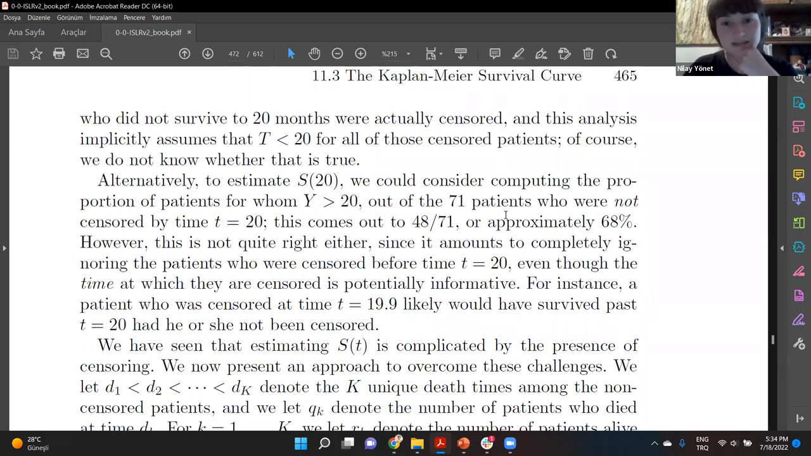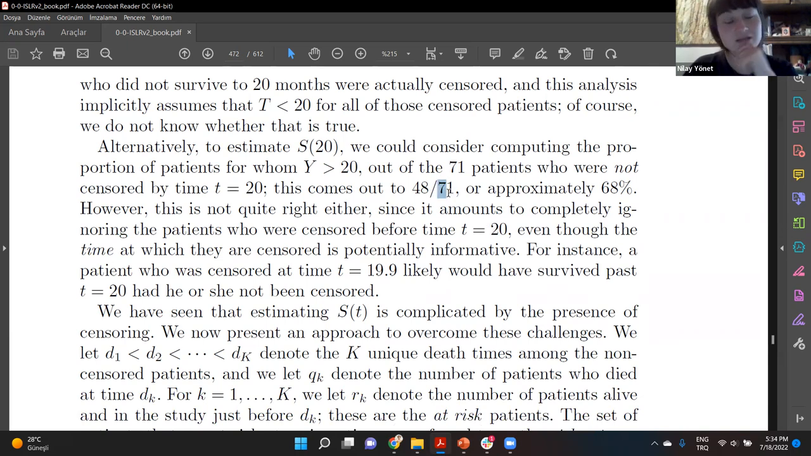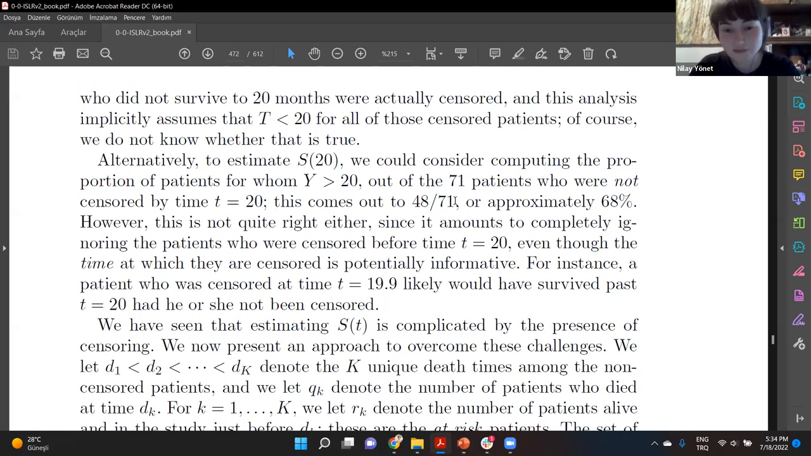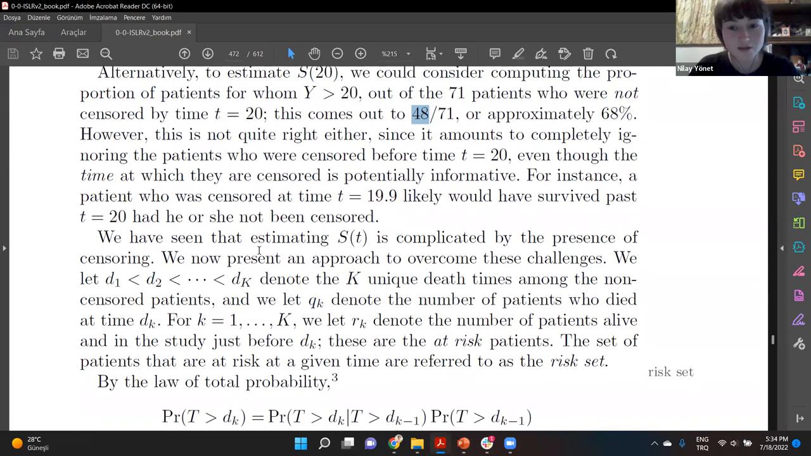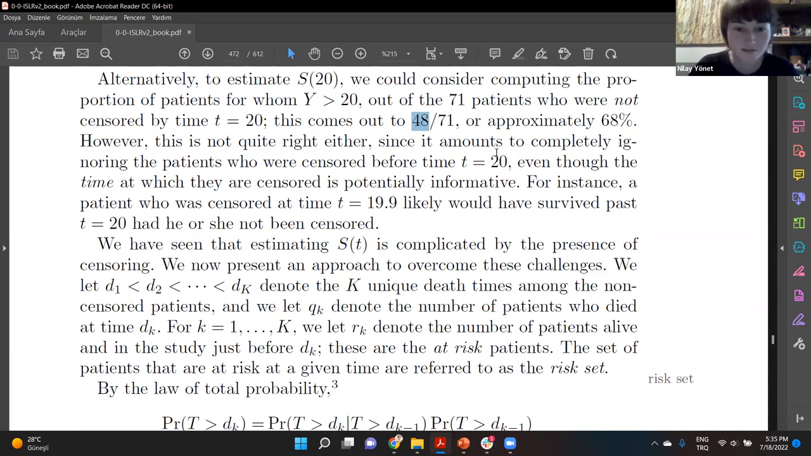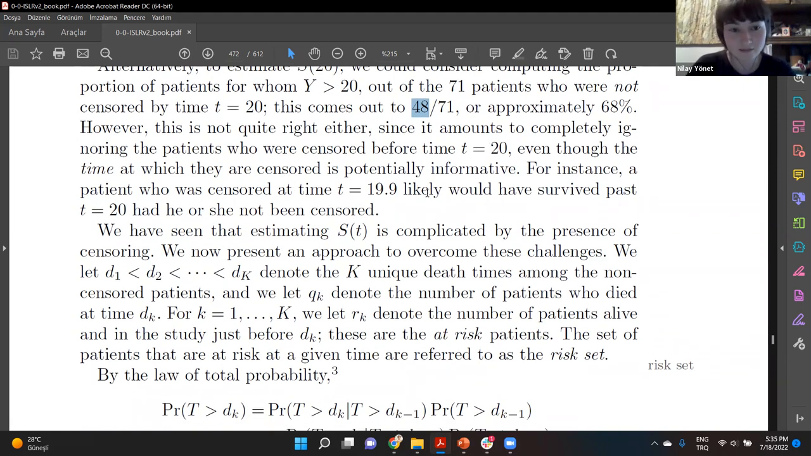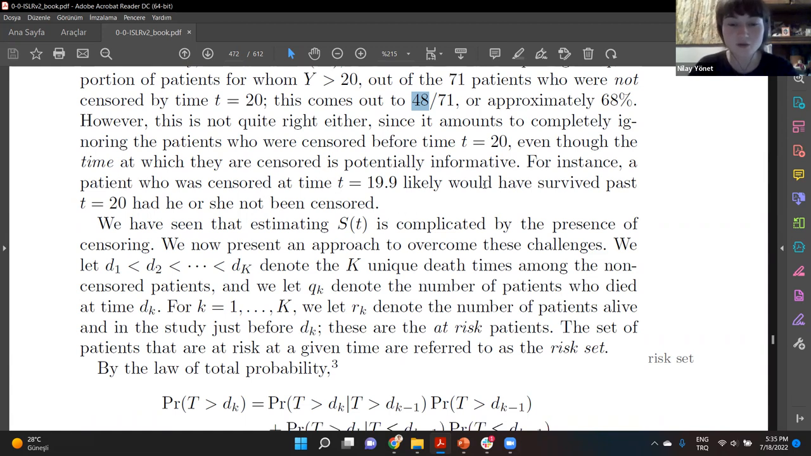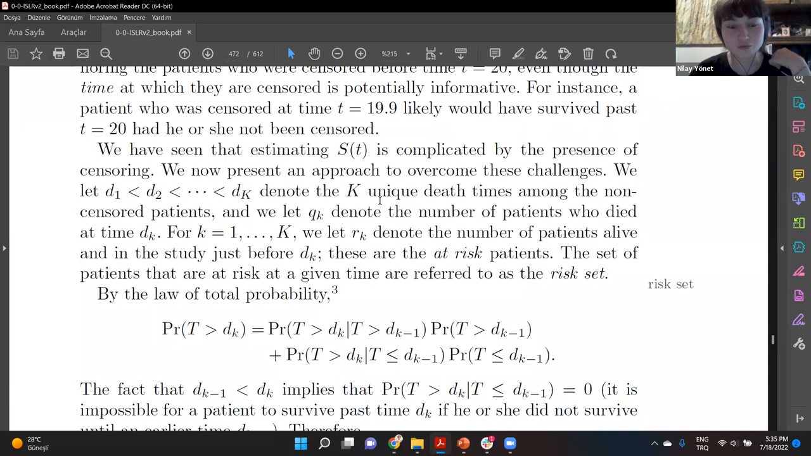So if we remove those 17 censored ones, this means that now we will have 71 patients from 88, and we can say that 48 of them are still alive, and it changed the proportion. So that's why we cannot just trust the proportion that we obtain at the end. And also there are possibilities that maybe something else happened. Maybe the censored patients would survive. So we don't know. That's why we need to work on it more carefully.